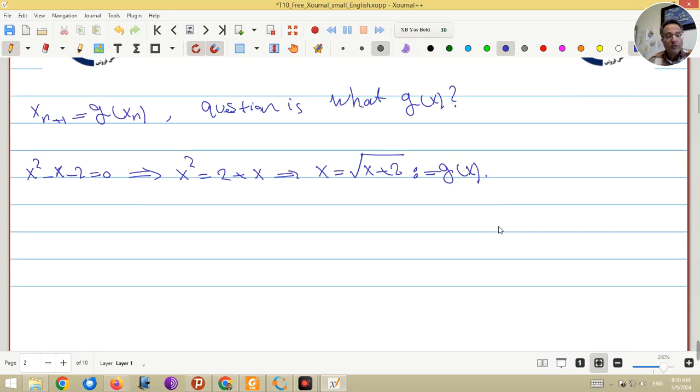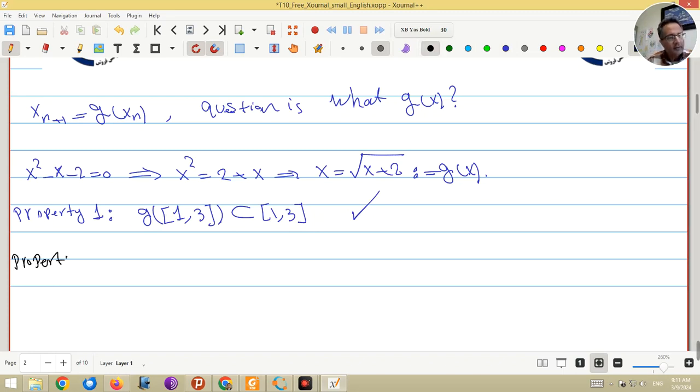G of x should have two properties. Okay? Property number 1. It should have this property: g of the interval [1, 3] is a subset of [1, 3]. This is clearly true. Why? Because square root of x plus 2 for all x between 1 and 3 are in the closed interval [1, 3]. So this is true and we need not check anything.